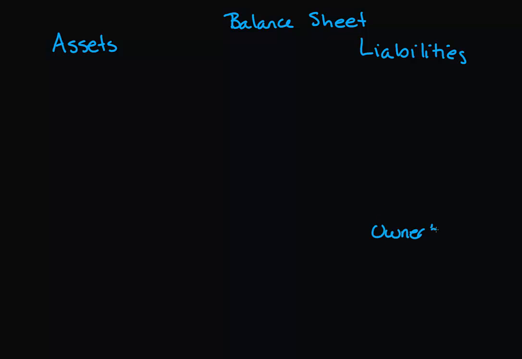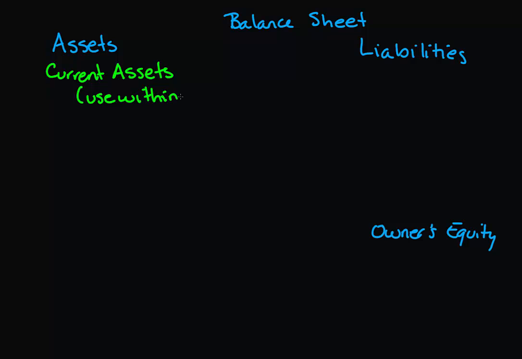So under assets, we are now going to have a category called current assets. And current assets are things that we can convert to cash, or we're going to use up or sell within the next year, within the next 12 months. We're also going to have a subtotal for our current assets.